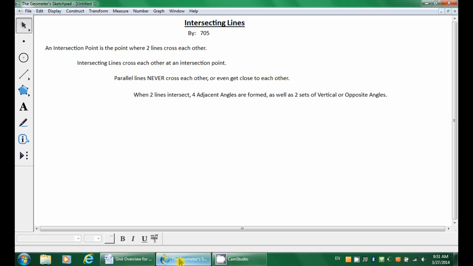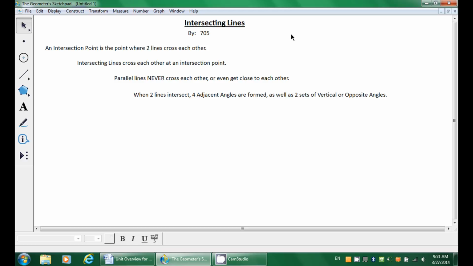Please open Geometer Sketchpad. Use the text tool to create this title, Intersecting Lines. Then use the text tool to create your name box by, first name, last name, class.